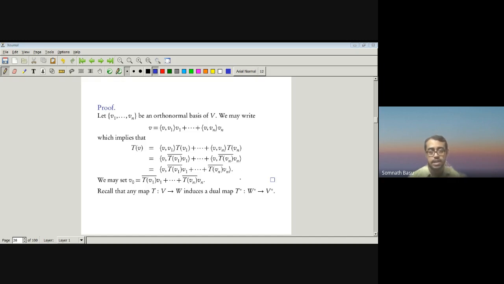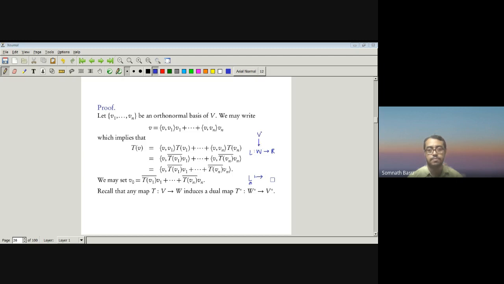So recall that if I have a map L here, I want to give a map from V to W. So L, remember, was a map from W to R, let's say.